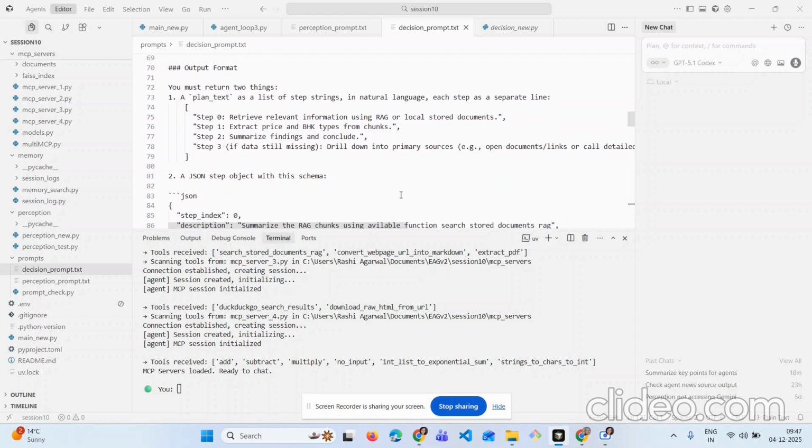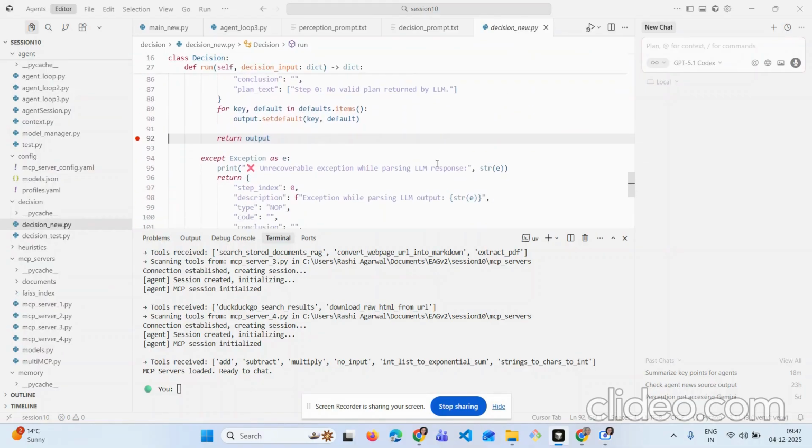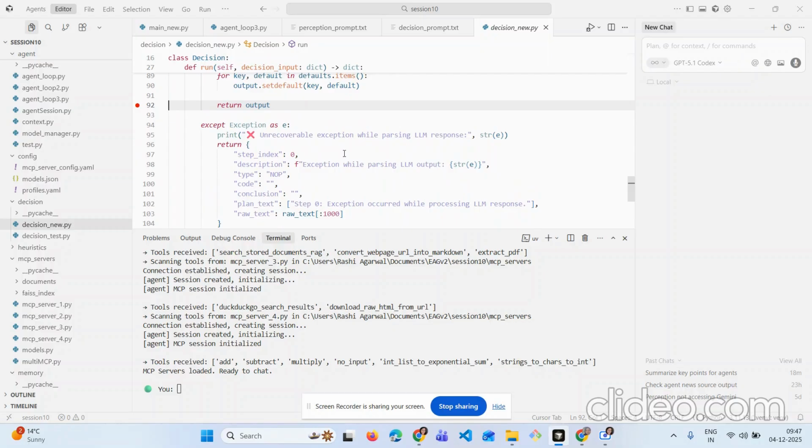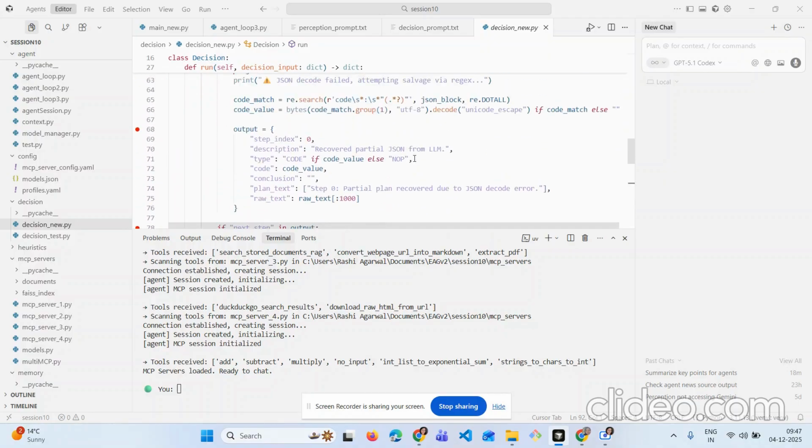And here also the output is pretty much structured. And even if the LLM fails, or the output is malformed, some concrete step, some coherent step can still be taken.